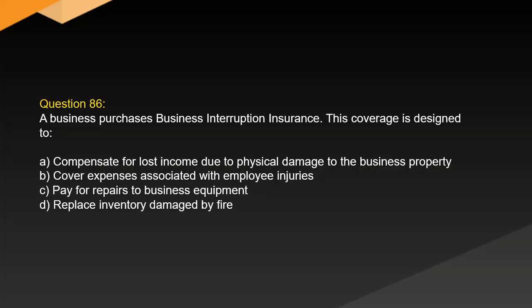Question 86. The business purchases business interruption insurance. This coverage is designed to: A. Compensate for lost income due to physical damage to the business property. B. Cover expenses associated with employee injuries. C. Pay for repairs to business equipment. D. Replace inventory damaged by fire.